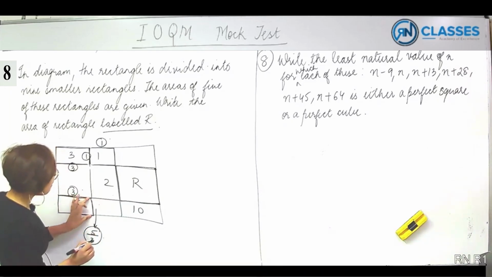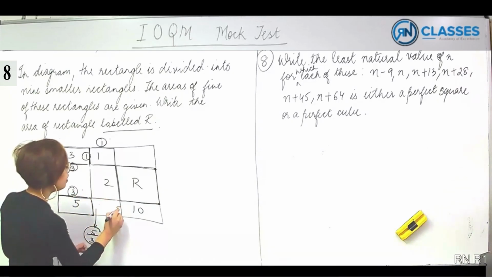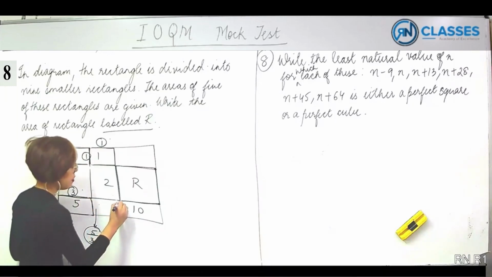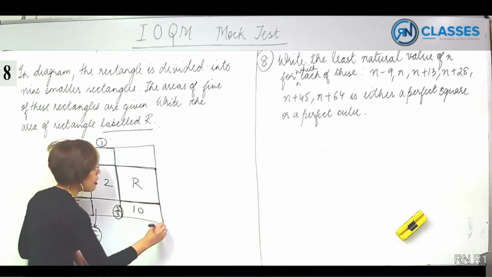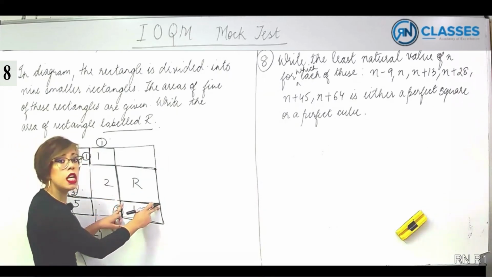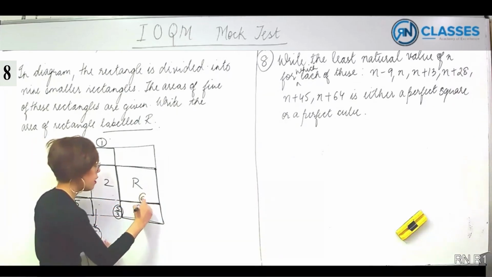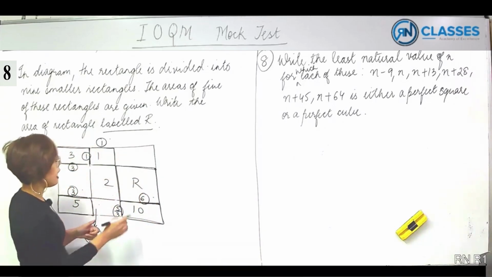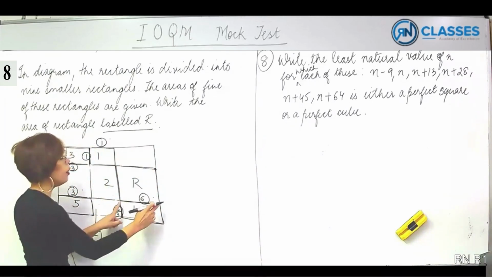Right? Now, this length is 5 by 3, that means this length is 5 by 3. Now, come to this rectangle, right? The area is 10. If one of the length is 5 by 3, the second length has to be 6. Right?